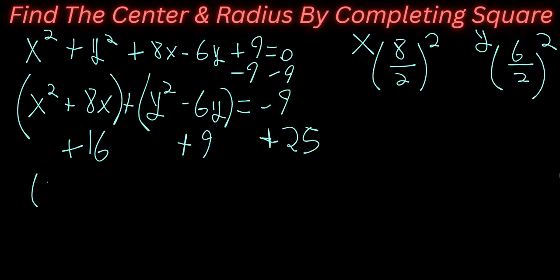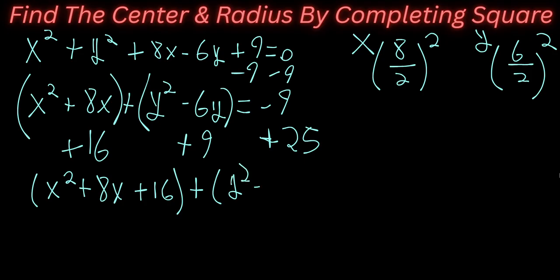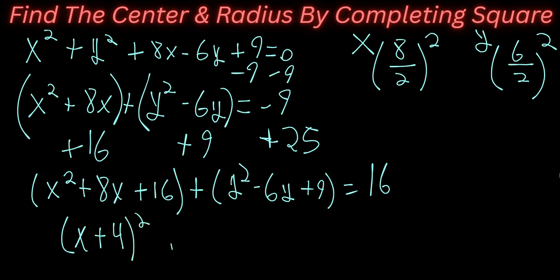All right, now we rewrite it as two perfect square trinomials. x squared plus 8x plus 16 plus y squared minus 6y plus 9 equals -9 plus 25, which will be 16. Okay, now we can get this to become x plus 4 squared plus y minus 3 squared equals 16.